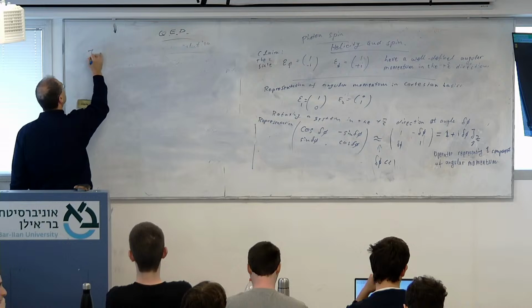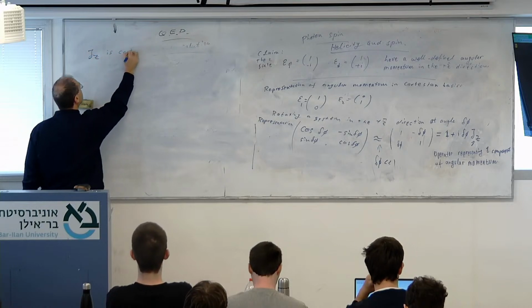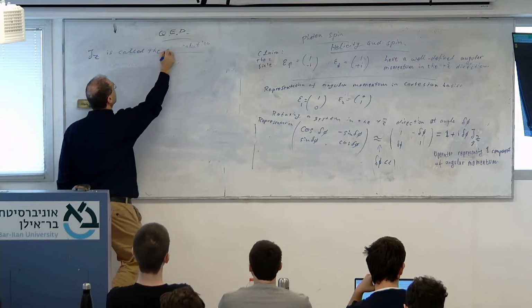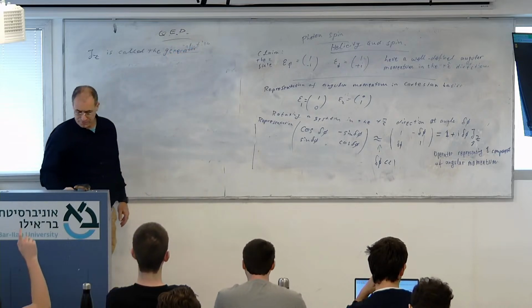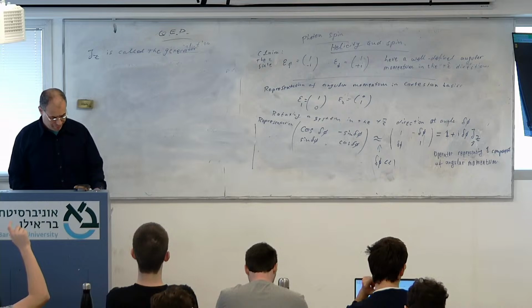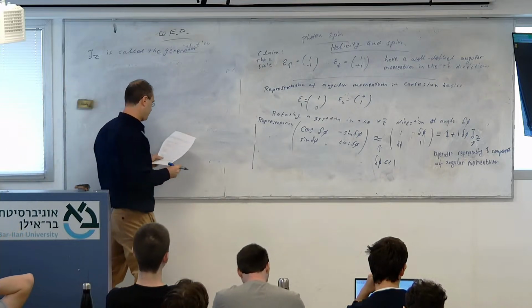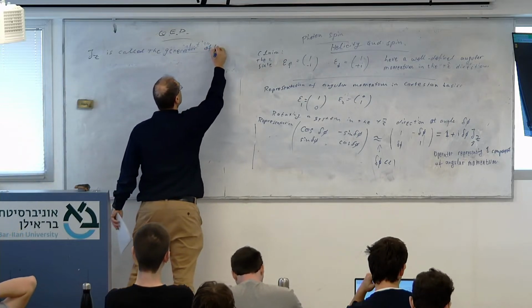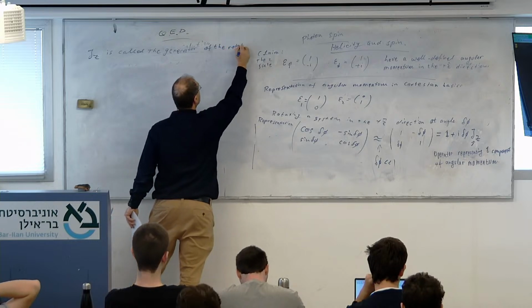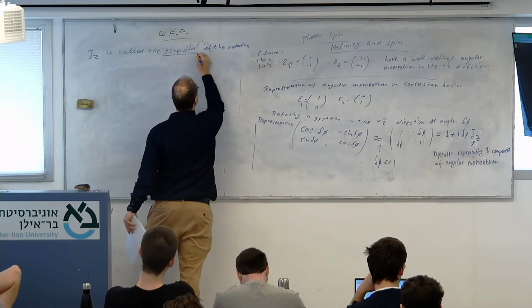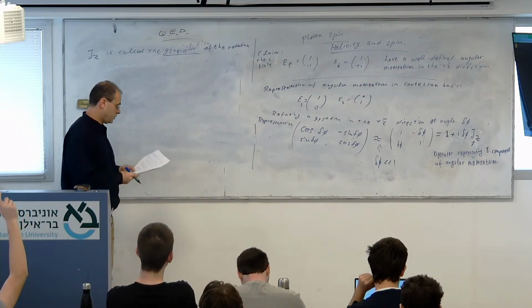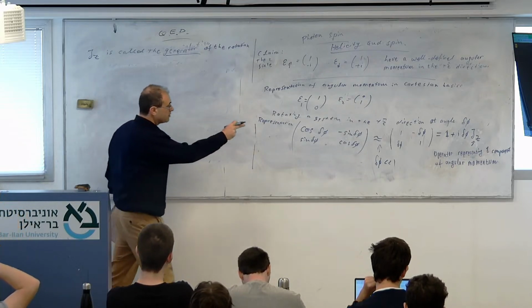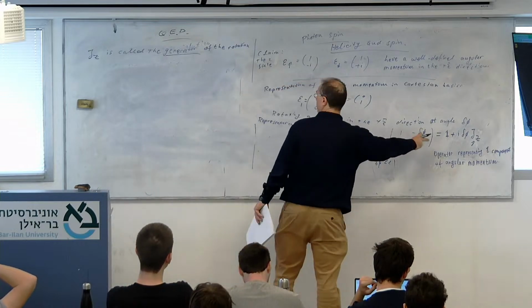J, that is called the generator of the rotation. Okay, so how do I write JZ in this representation?